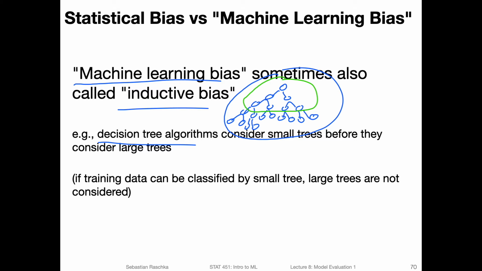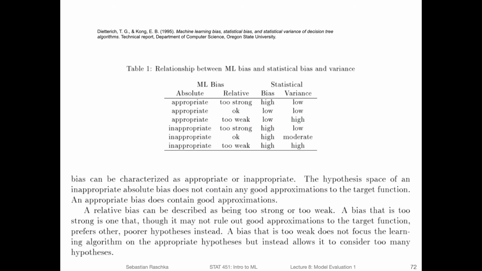So in a certain way, decision tree algorithms favor smaller trees if there are multiple trees that have the same performance, because if there's no improvement in the performance, it would just stop growing the tree. So in that way, decision tree algorithms are biased towards smaller trees. In other words, if the training data can be classified by a small tree, a larger tree is not considered. So that would be one form of inductive bias affecting a decision tree algorithm.